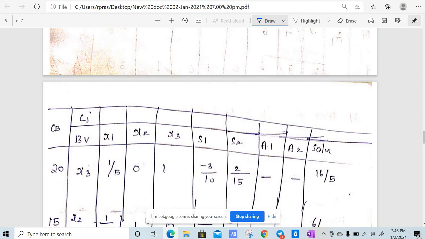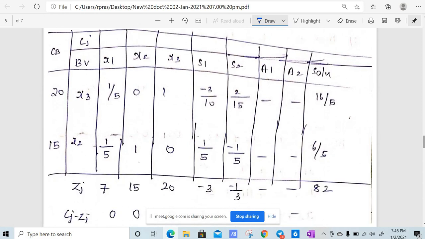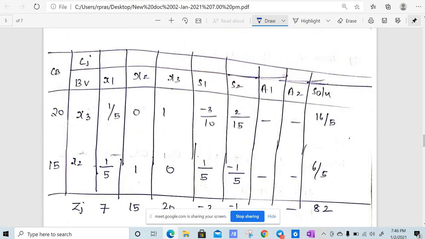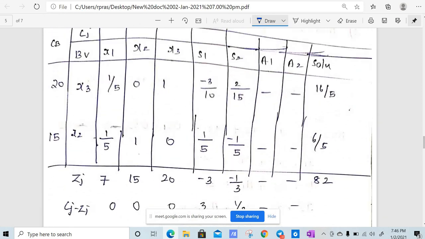How can you make this element 0? You just need to do an operation. So we will have this, right? Now you can see a1 has also left, so we can write a1 a2 dash dash dash dash dash. Now what is zj? 20 into 1 by 5 plus 15 into 1 by 5, 20 into 0 plus 15 into 1, 20 into 1 plus 15 into 0.